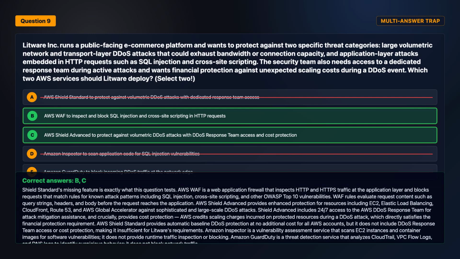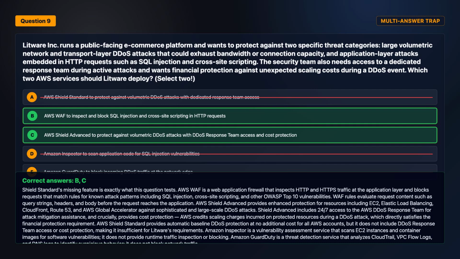The correct answers are option B and option C. Shield Standard's missing feature is exactly what this question tests. AWS WAF is a web application firewall that inspects HTTP and HTTPS traffic at the application layer and blocks requests that match rules for known attack patterns including SQL injection, cross-site scripting, and other OWASP Top 10 vulnerabilities. WAF rules evaluate request content such as query strings, headers, and body before the request reaches the application.